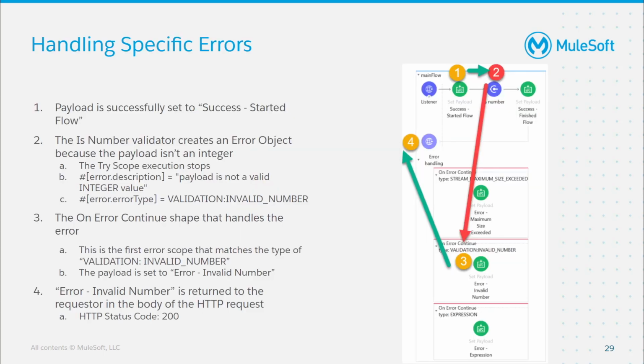By now, this example should be very familiar. The only difference is that there are now multiple error handling scopes defined, and the flow needs to evaluate, from top to bottom, which error handling scope will handle the error. First, the flow checks to see if the error type is stream maximum size exceeded, which it isn't. Next, the flow checks to see if the error type is validation invalid number, which it is. Therefore, this error handling scope handles that specific error. Note that nothing beyond the matching scope will be evaluated. Once a scope matches as true, the flow stops looking for a matching error scope.